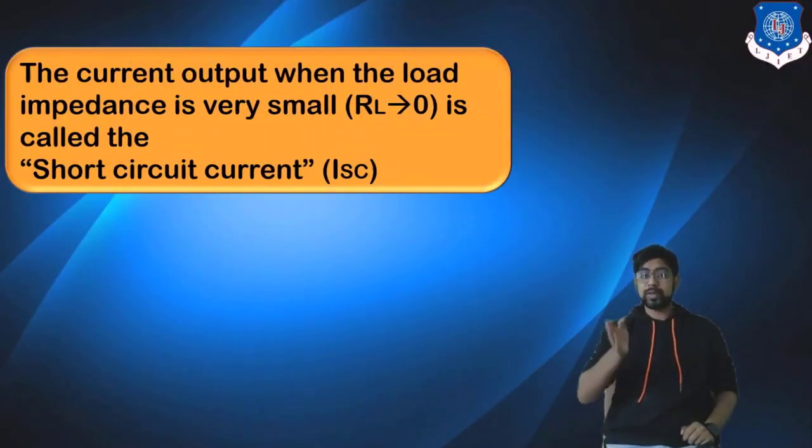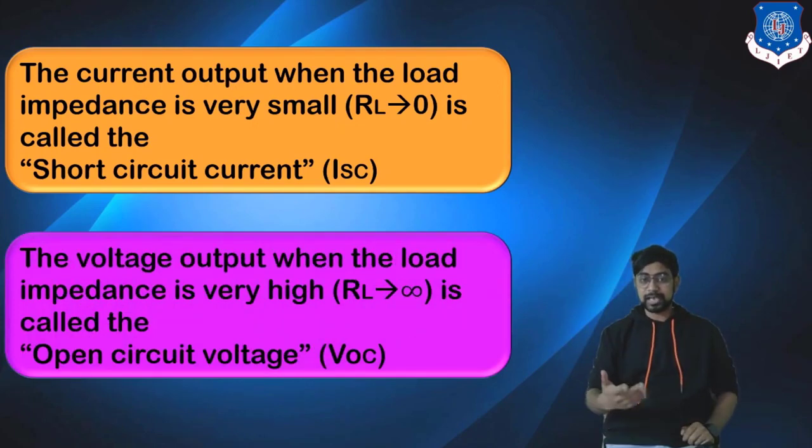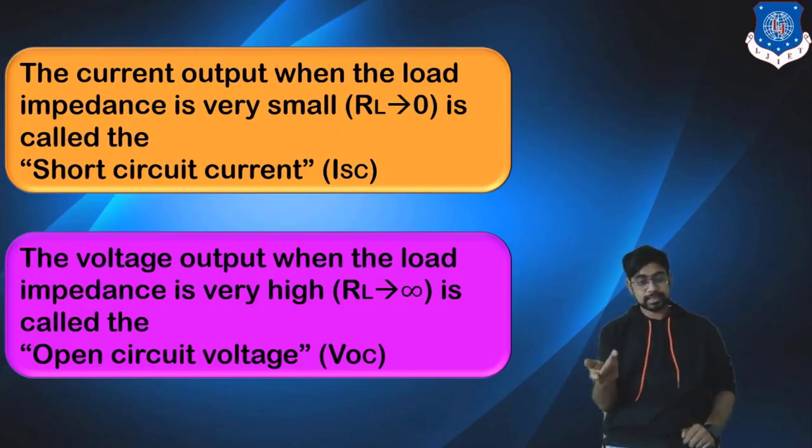The current output when the load impedance is very small is called the short circuit current. If the impedance is very small, that is almost a closed circuit, so all the current will flow through it. That's why it is known as the short circuit current. Now the voltage output: when the load impedance is very high, when the resistance is very high, you will get the maximum voltage. A high resistance replicates an open circuit, and a low impedance replicates the short circuit. So it is called the open circuit voltage.